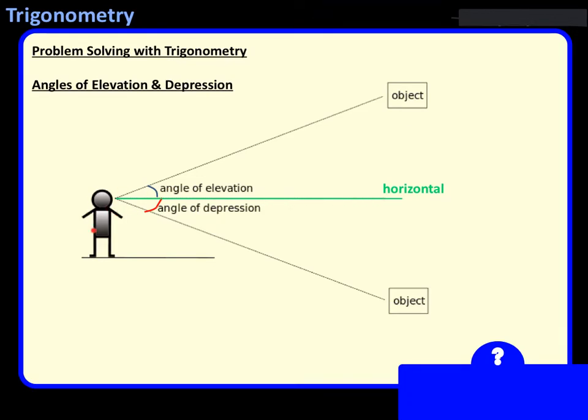So if you imagine you're standing looking forward directly horizontally, the angle of elevation is the angle that you have to look up in order to see an object, whereas the angle of depression is from when you're looking horizontally, what angle would you have to look down in order to see the object. So it's really important that you make a little sketch of this diagram now, just so that you know what the two key terms are.